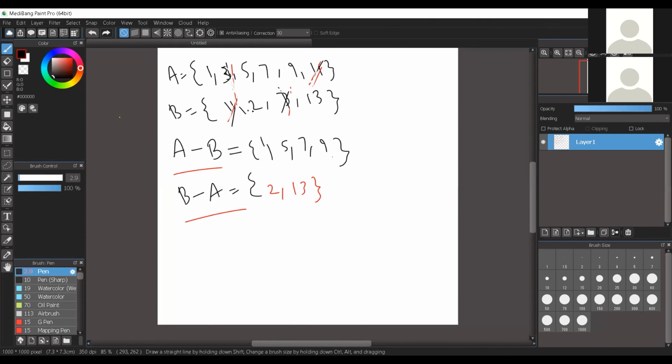5. Is it repeated here in B? No, it's not there. We're gonna write it. Then 7. Is it present here in set B? No. We'll keep writing that. Then we have 9. Is it repeated here in B? No. We're gonna write that.